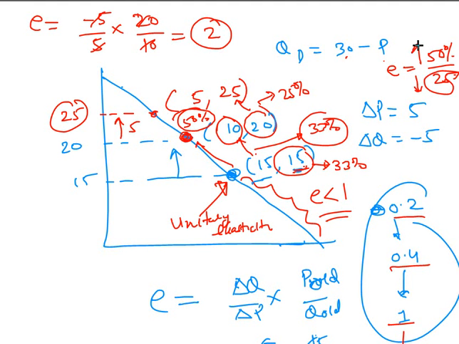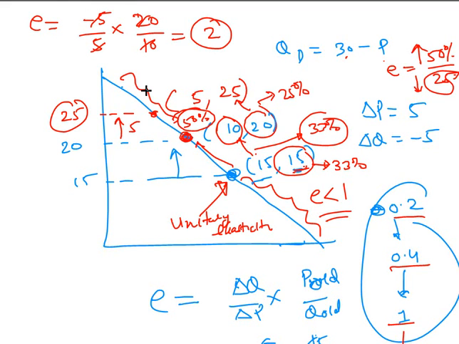is 5 by 15, which is 33%. What is the increase in price here? 5 by 20, which is 25%. And elasticity is nothing but percentage change in the quantity, 50, by percentage change in the price, 25. So this is decreasing and this is increasing. So elasticity will keep on increasing in this area.